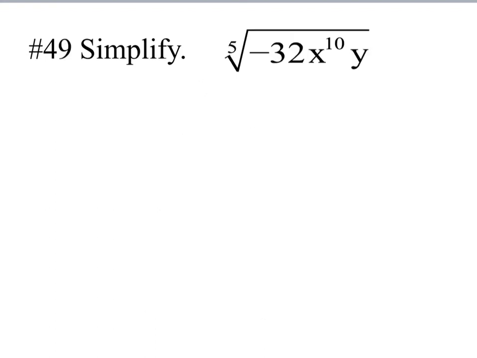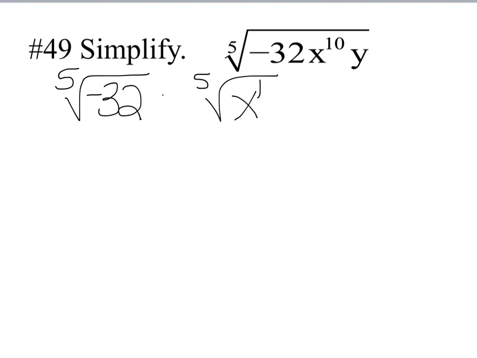All right, now we're dealing with the fifth root of negative 32 x to the 10th y. So I'm going to use the product rule backwards, and I'm going to say the fifth root of negative 32 times the fifth root of x to the 10th times the fifth root of y. Okay, so we know the fifth root of negative 32 is negative 2. We know the fifth root of 32 is 2. And remember, if you have an odd index, it's okay to have a negative under your radical, because negative 2 times negative 2 times negative 2 times negative 2 times negative 2 is negative 32.